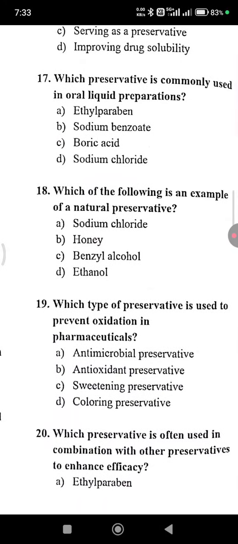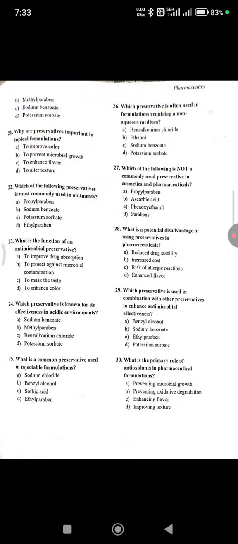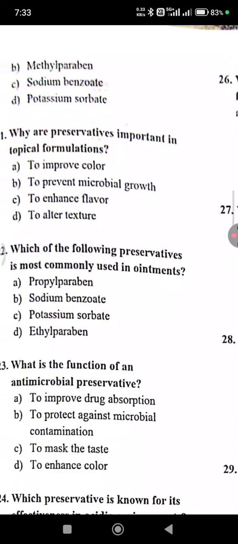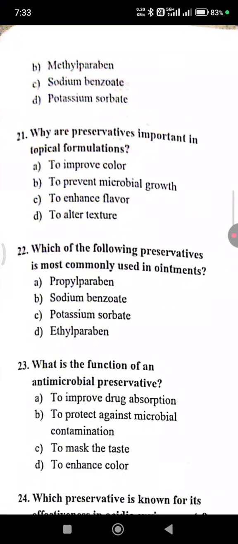Which preservative is often used in combination with other preservatives to enhance efficacy? That is option B, methyl paraben. Let's go to question number 21. Why are preservatives important in topical formulations? That is option B, to prevent microbial growth.